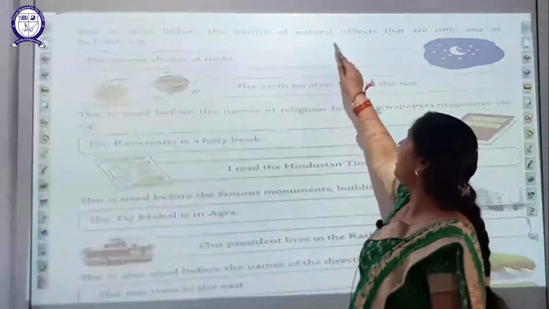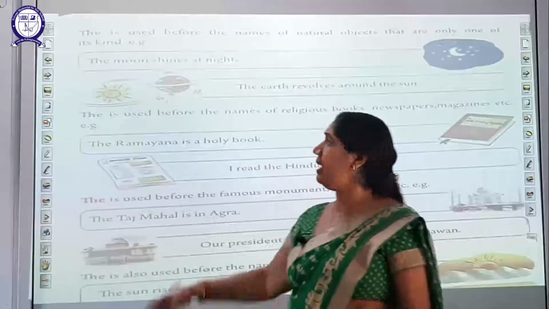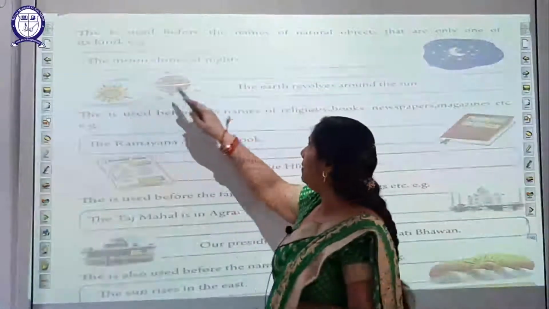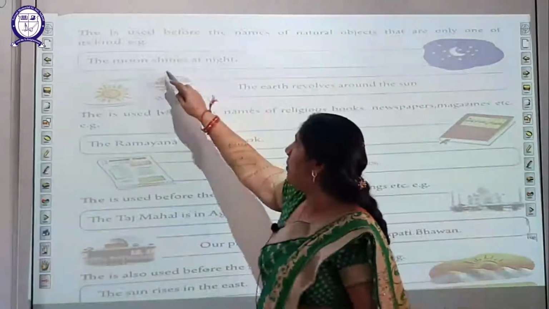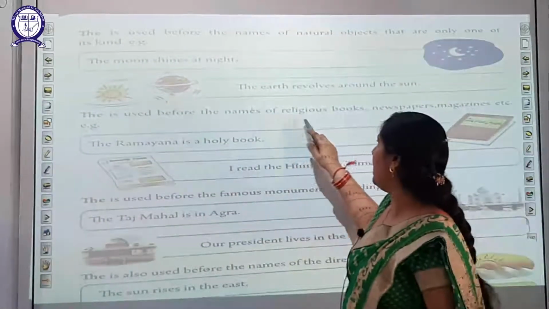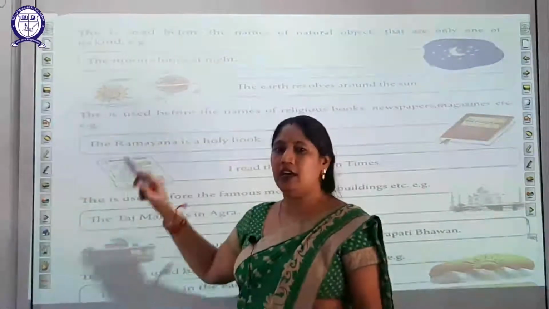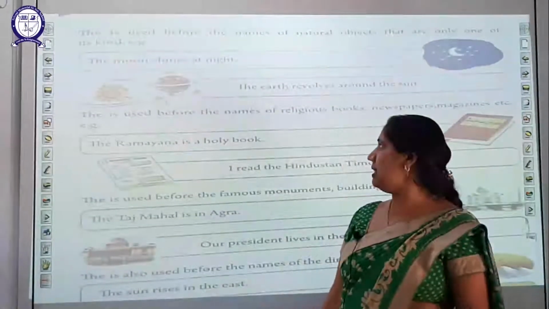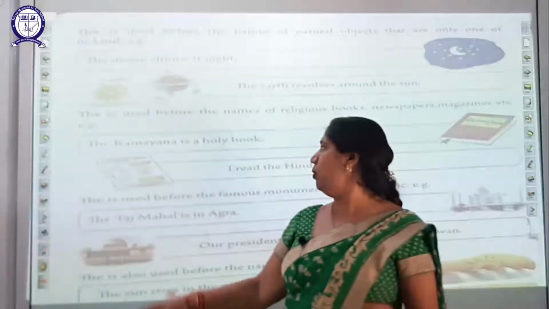The is used before the name of natural objects like sun, moon, earth, sky. So the sun, the earth revolves around the sun. The moon shines at night. The is used before the name of religious books, newspapers, magazines, etc. For example, the Ramayana is a holy book. So Ramayana is a particular name of a holy book.